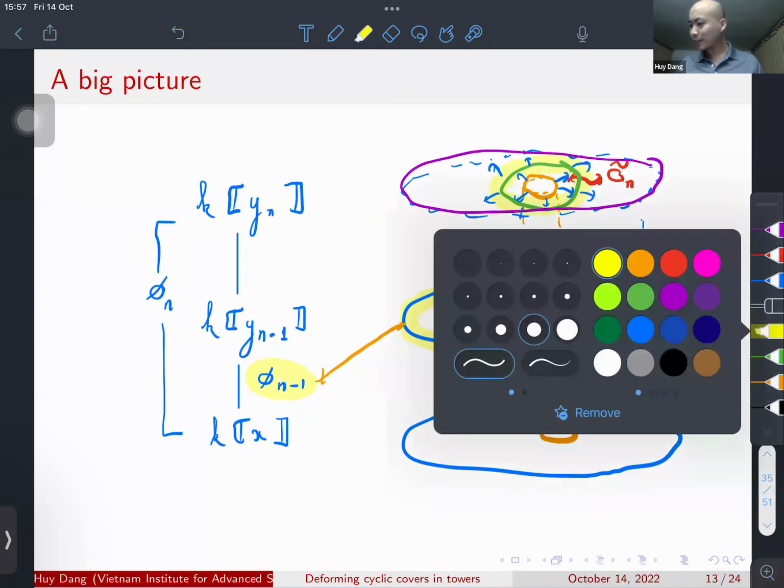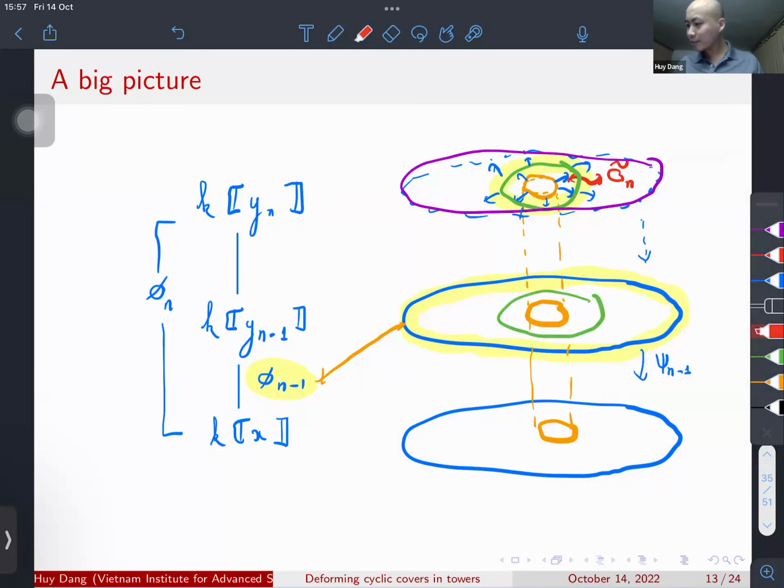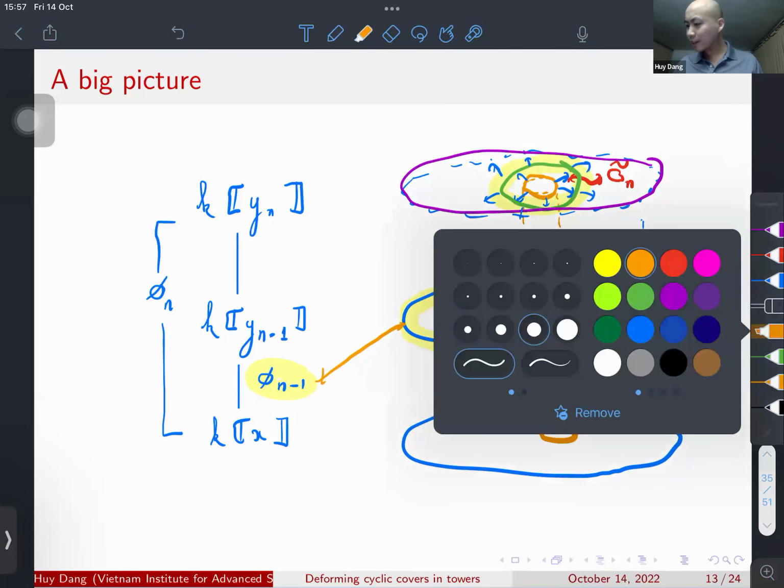Yeah, maybe use a different color. No, I don't want this one.